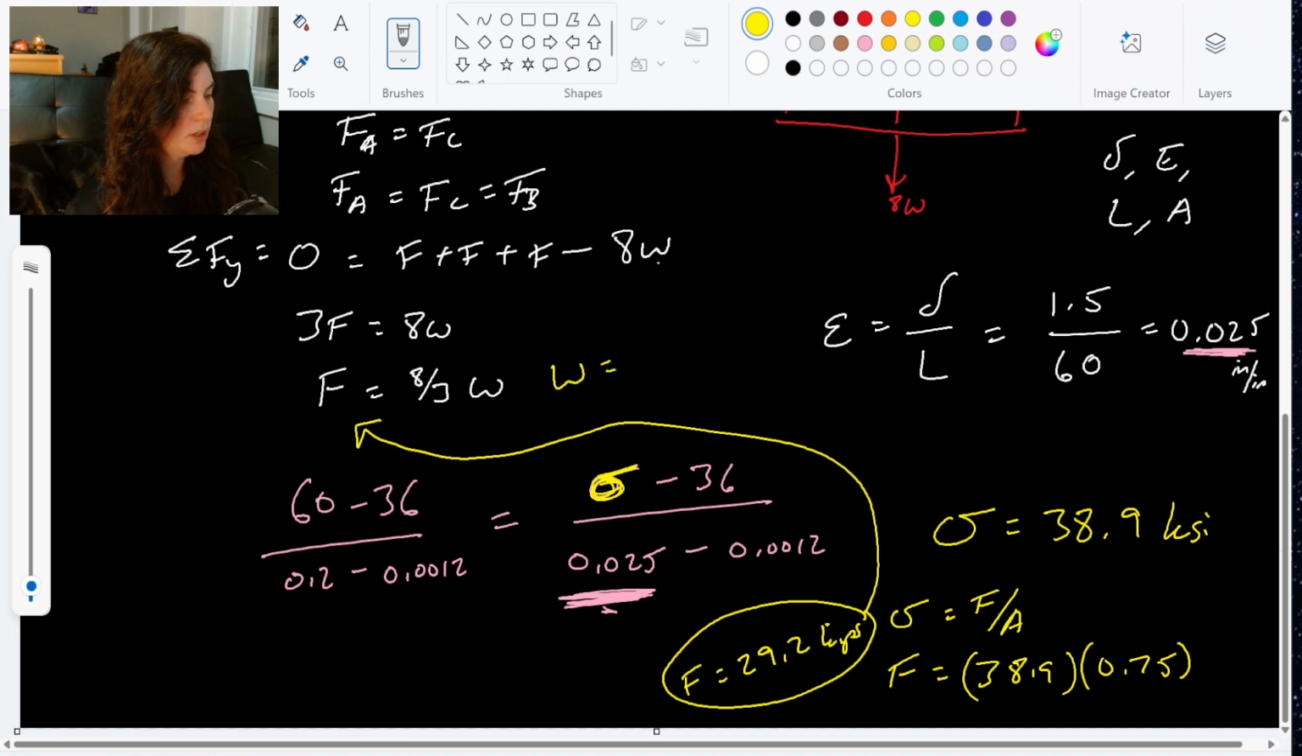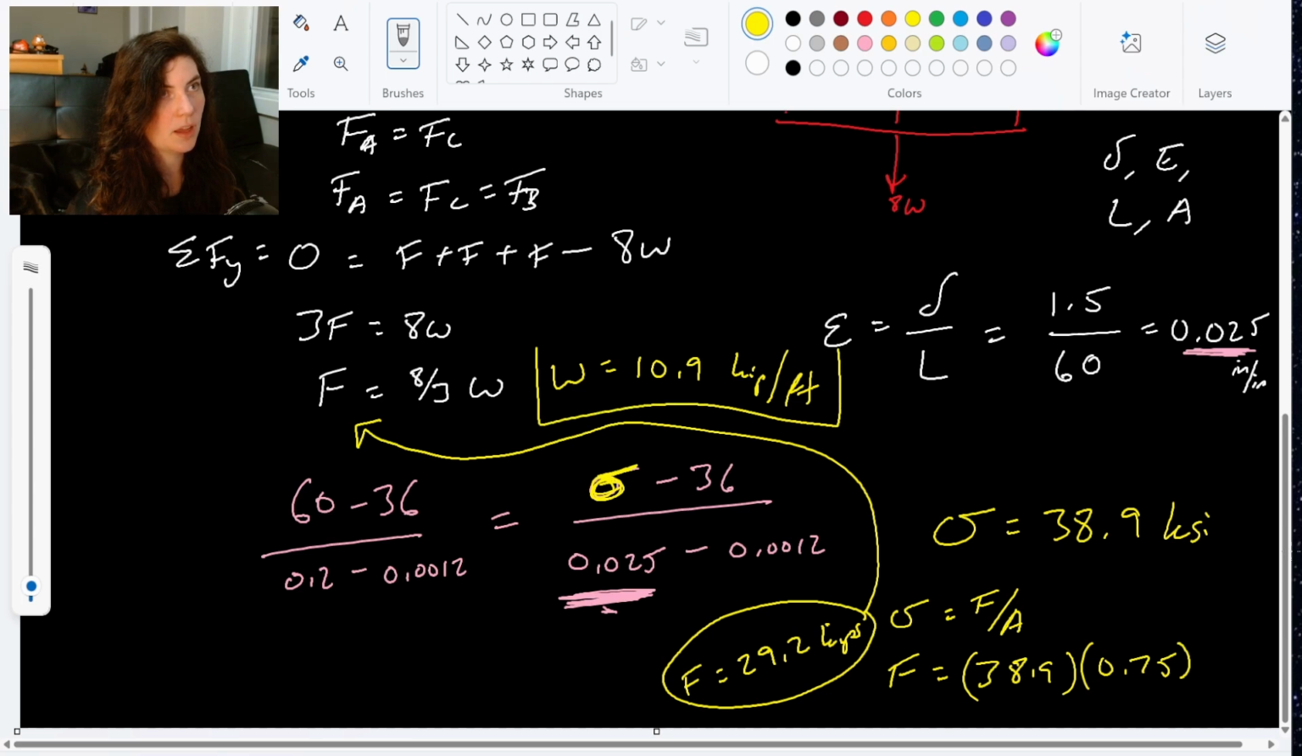So my distributed loading would be 10.9, just plugging that in and multiplying by 3/8. 10.9 kip per foot. I know it's per foot because that 8 was 8 feet that we were multiplying by. And my F was in kips. So I get a distributed loading of 10.9 kips per foot.